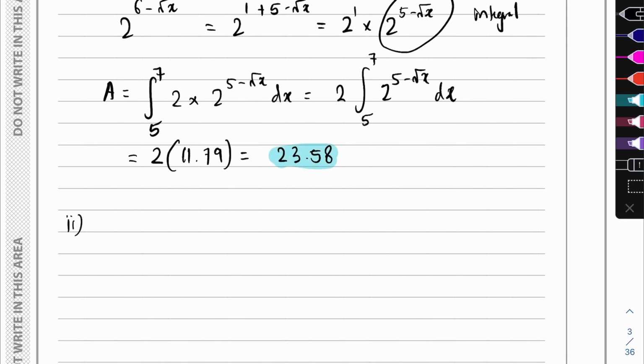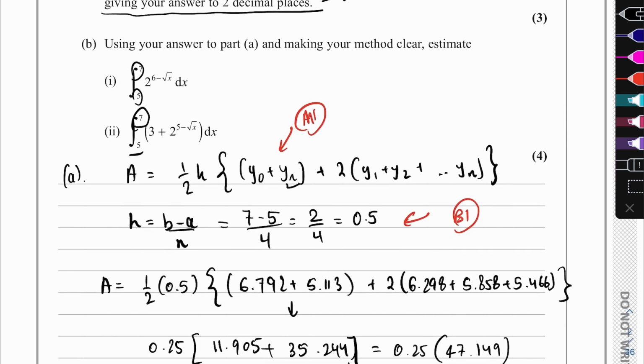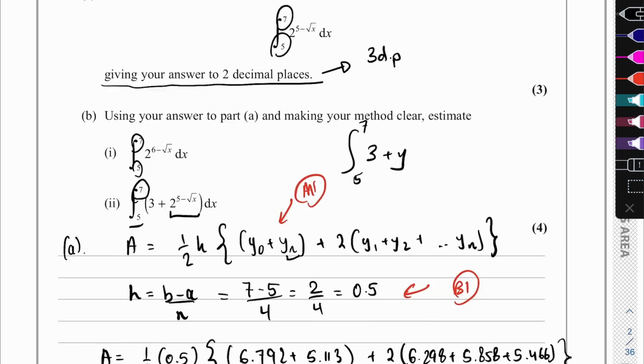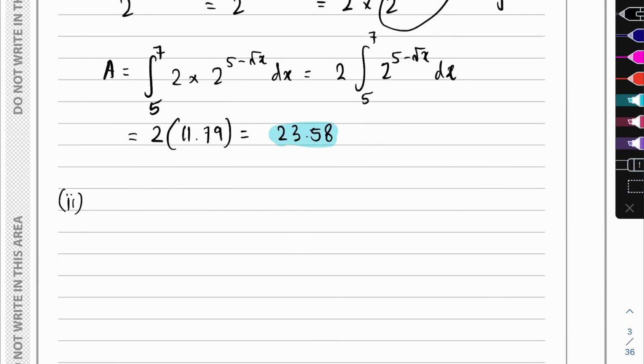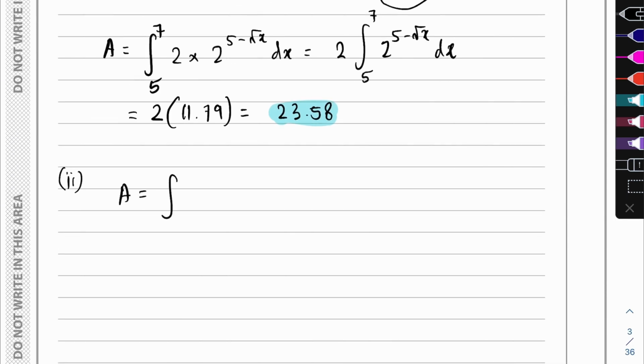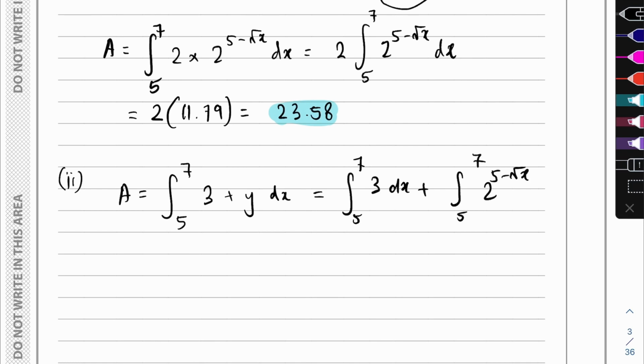Now let's look at II. So II says 3 plus 2 to the power 5 minus root x. So this is the integral of 3 plus y, where y we know is our f of x, our function. So now to take this integral, all we have to do is the integral from 5 to 7 of 3 plus y dx. All we got to do is separate them. This becomes the integral from 5 to 7 of 3 dx plus the integral of y, and y we know is 2 to the power 5 minus root x from 5 to 7, which we know the value of.